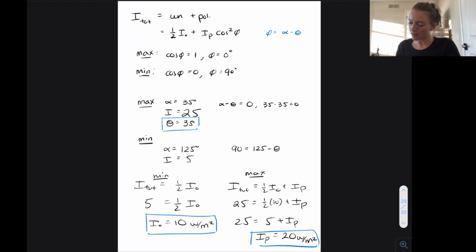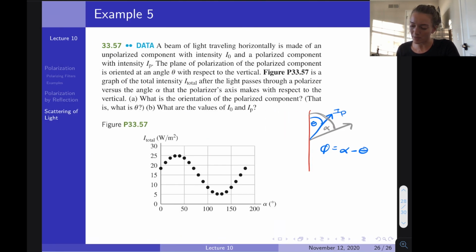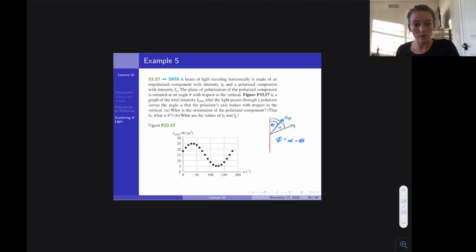Okay, so that's it for this problem. Now again, this is a really good problem because it combines a lot of things for the intensity. So this is a really, really good problem to make sure you study. Something like this is definitely midterm worthy. So make sure that you can do a problem like this with this polarizing stuff.